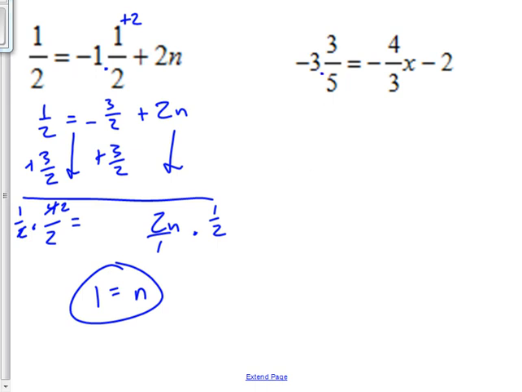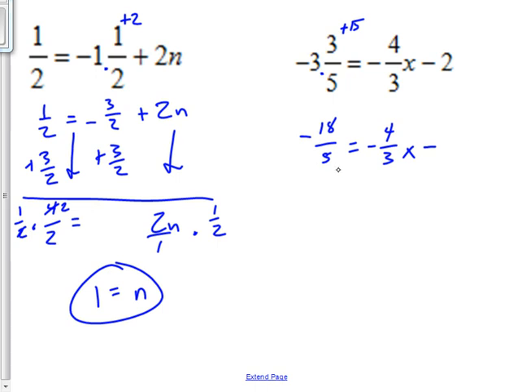So now let's go ahead and get rid of this mixed number over here. So 3 times 5 is 15, so we're going to add that to the numerator. The rest of them are improper fractions, or just whole numbers or integers. So let's go ahead and copy it down. We'll go negative 18/5 is equal to negative 4/3 x minus.